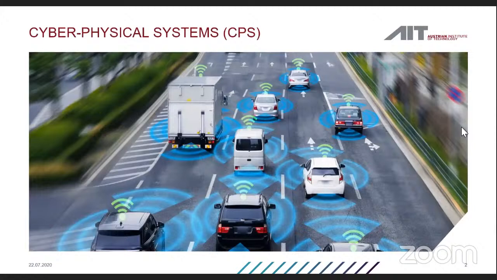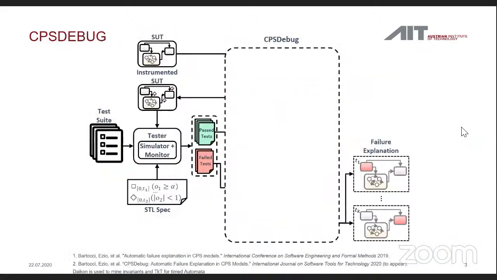Cyber-physical systems are complex networked systems. They are everywhere. It could be autonomous vehicles, or smart buildings, for example. And these are extremely difficult to design and verify because of their continuous and discrete dynamics. Even after detecting a fault, it is challenging to understand when and where these faults occur and also why. We present CPS Debug, a tool that supports an engineer to localize and explain failures in CPS, given a Simulink or Stateflow model.